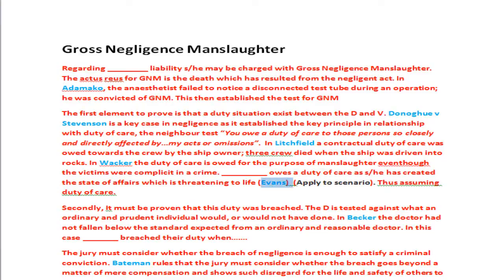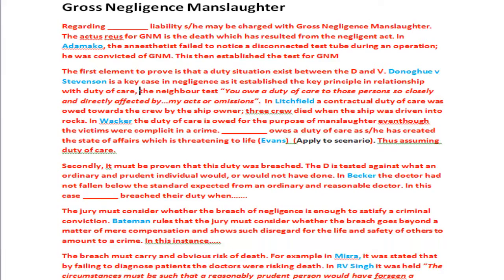You apply evidence. You can add Evans if it's in relation to not calling for medical help, or other cases if you need to. Make sure you apply to the scenario here, like mention the name and what happens and why there's a duty of care. And then you end it off by saying thus assuming duty of care. So that's the duty of care paragraph.